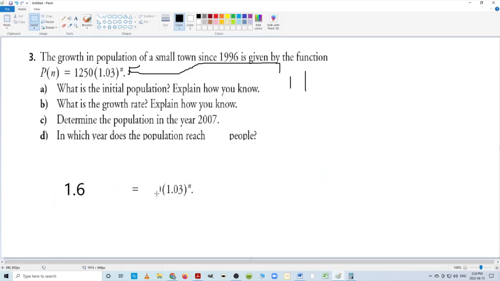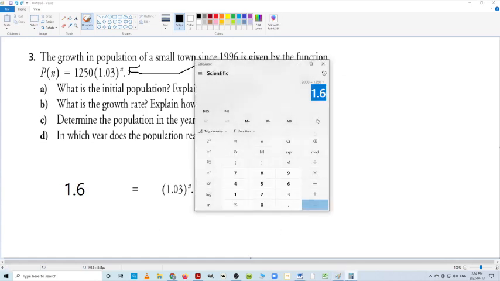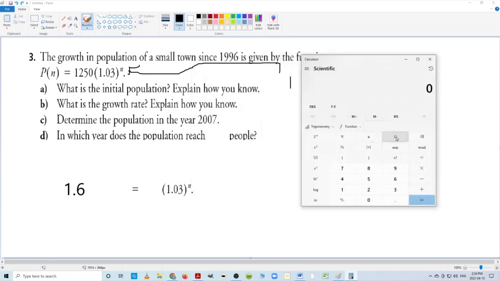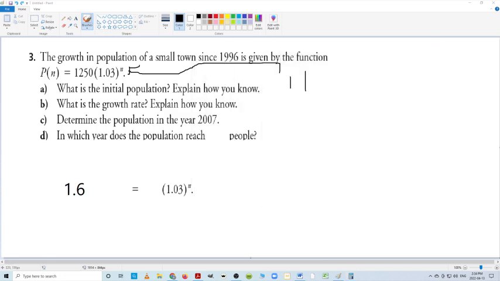There we go. And you could try to figure out how to make this 1.03, but it's going to be very difficult. And the easier thing to do is take 1.03. Well, I'll show you the log method, which you won't learn until next year. But the official accurate way is we're going to take a log of both sides.